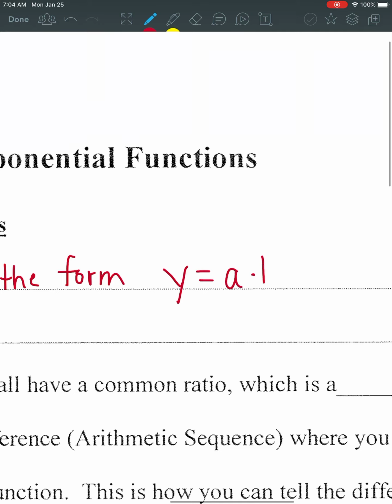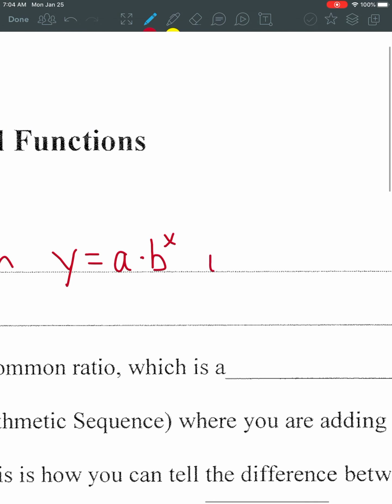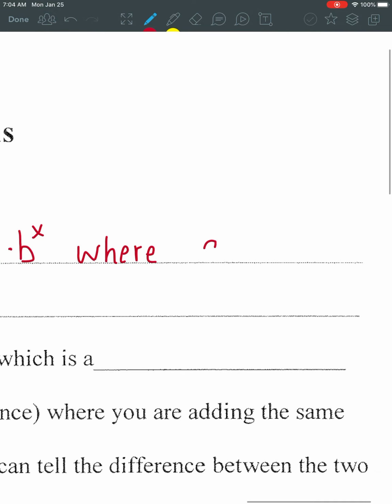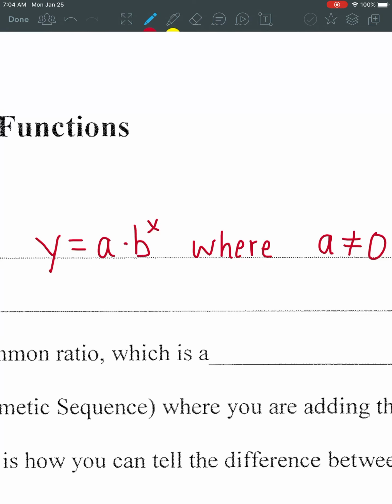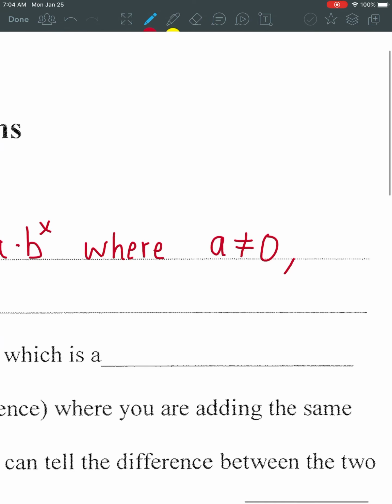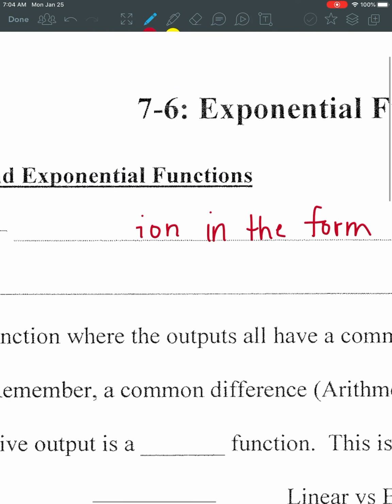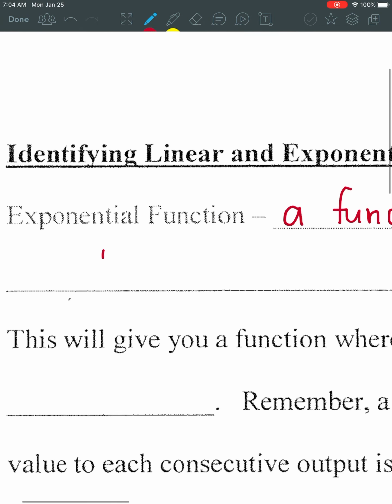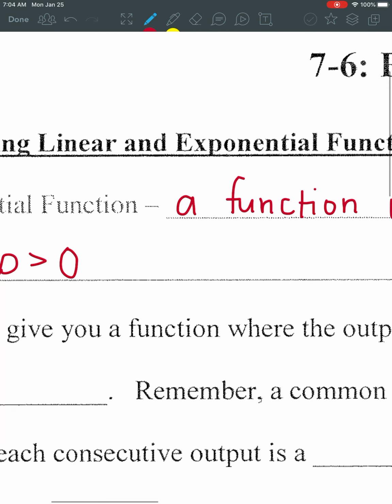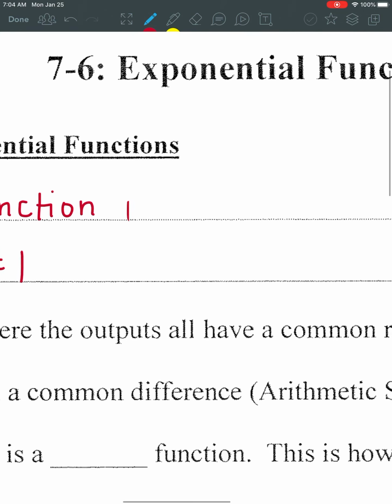y equals a times b, and then the variable x is the exponent. Now, a couple things about this equation. The value of a cannot equal 0 because anything times 0 is going to end up being 0. So that won't work out. The b value has to be greater than 0, and b cannot equal 1.